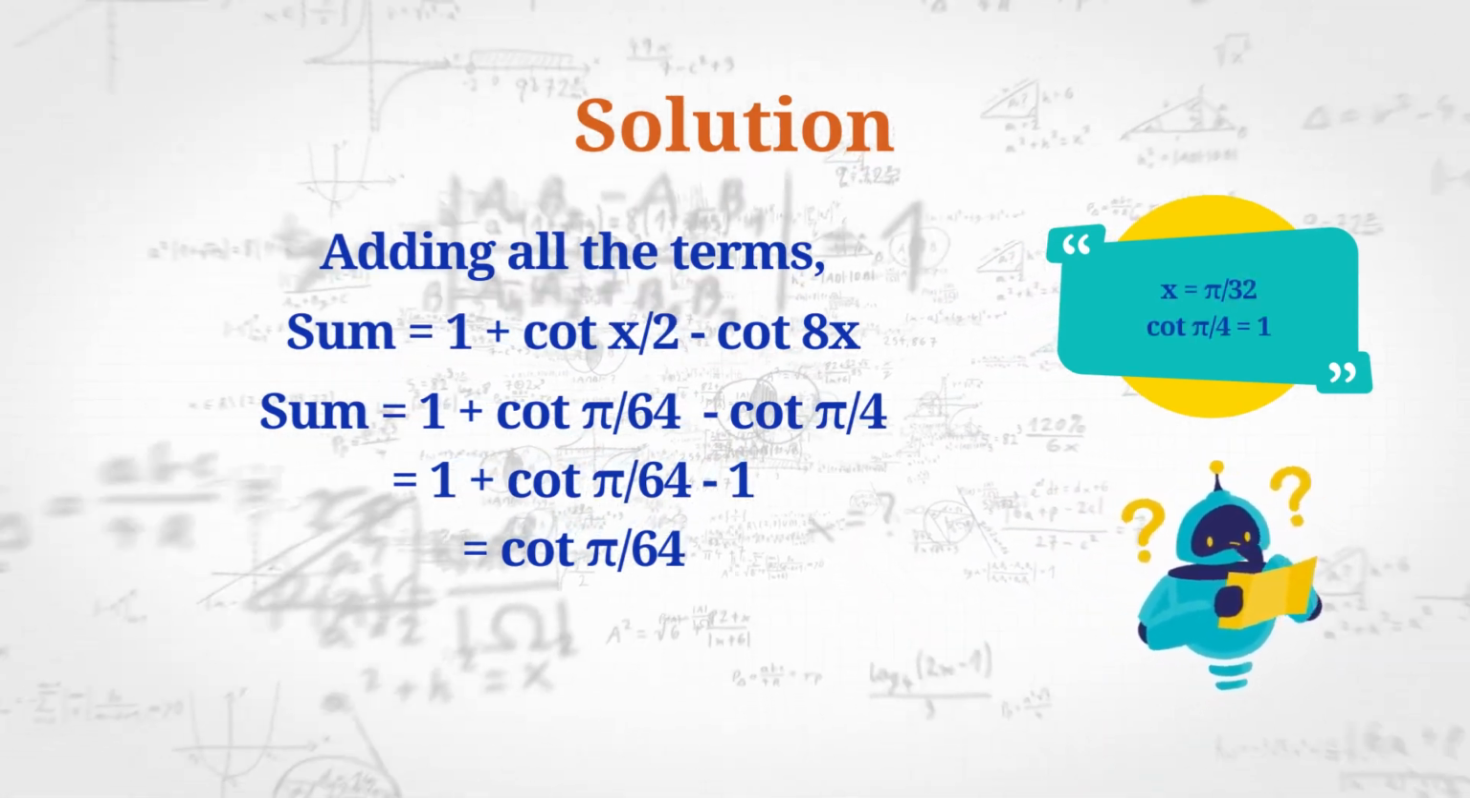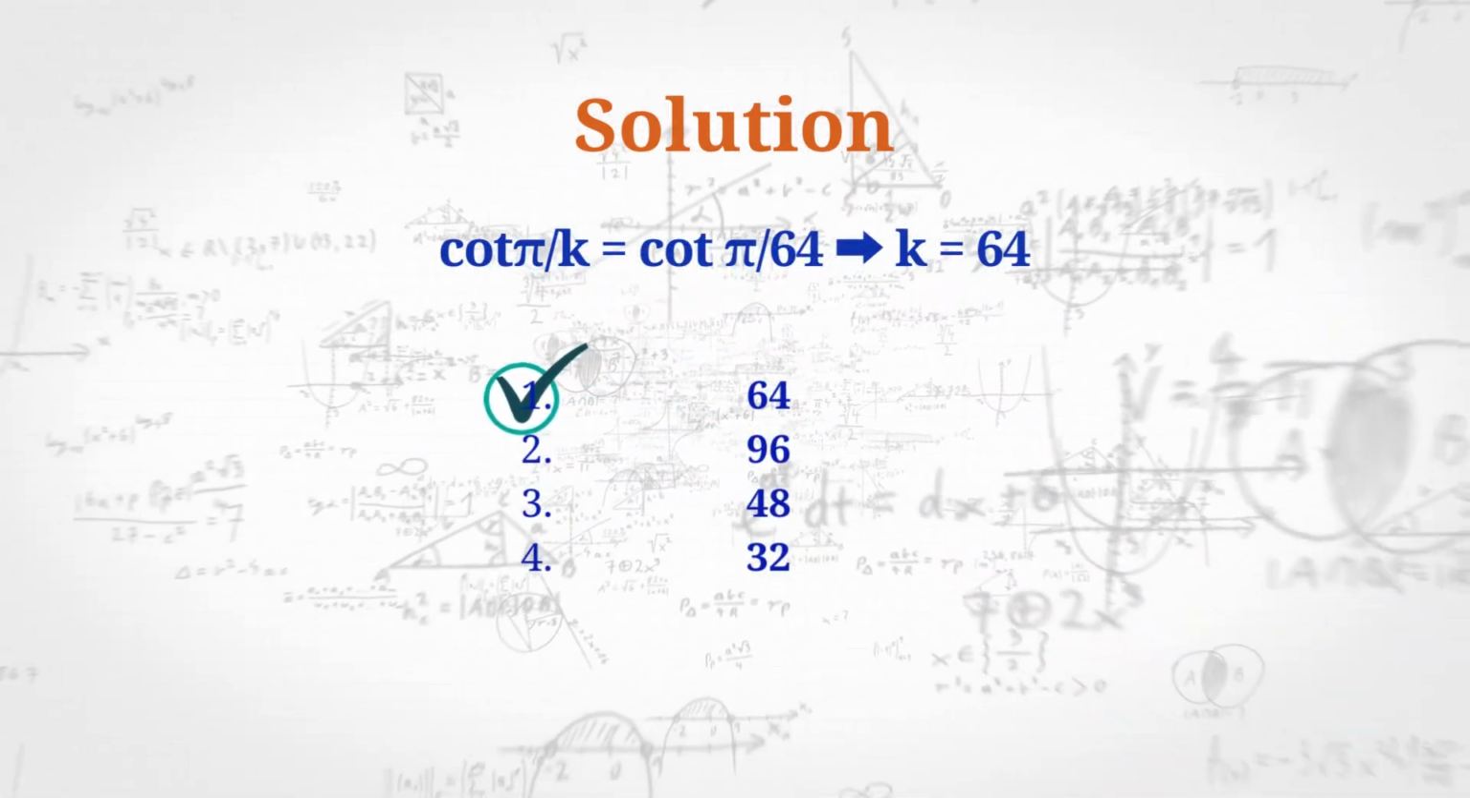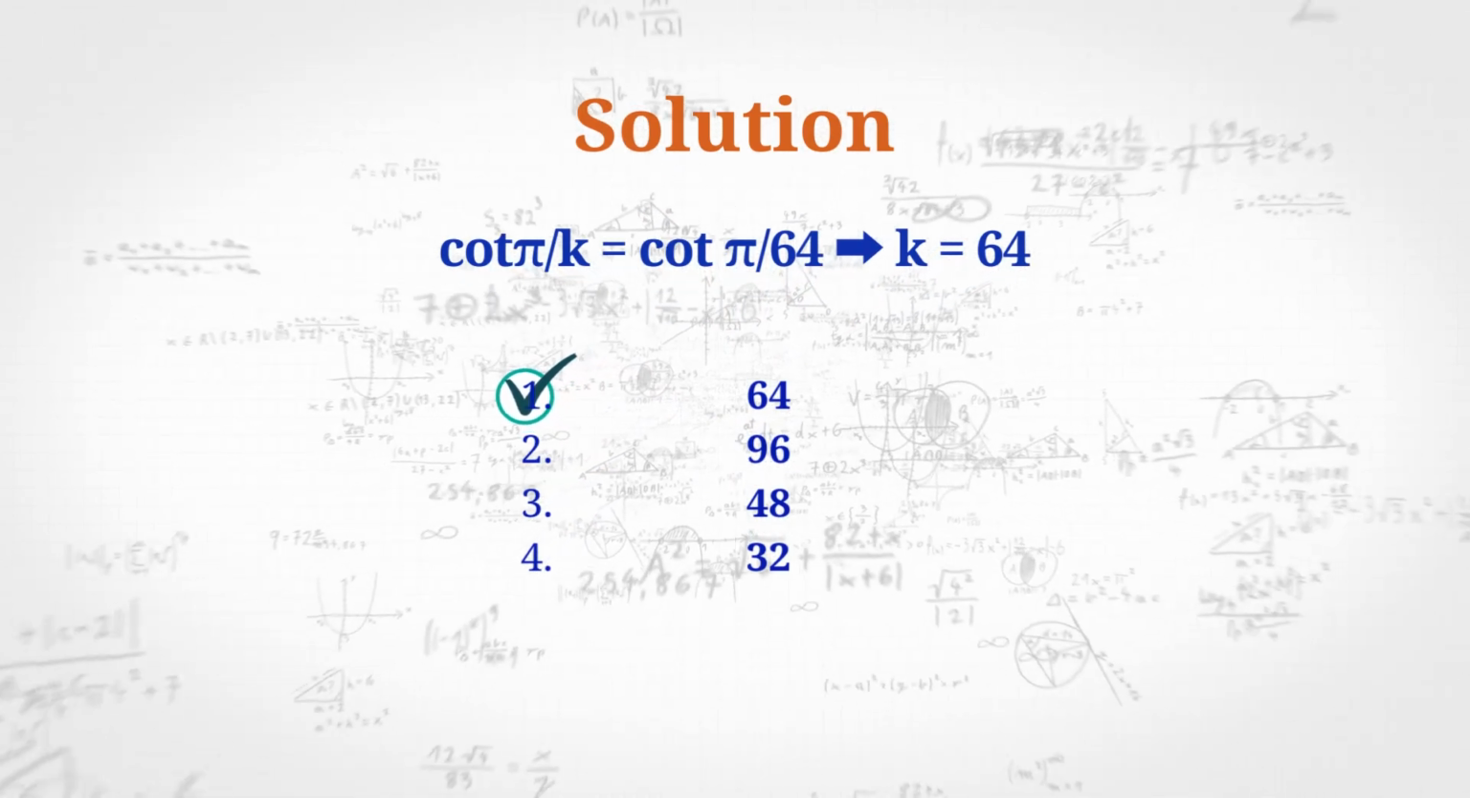And what was your right hand side? That was cot pi over k. So there you have it. The value of k is 64 and the correct option is option 1.